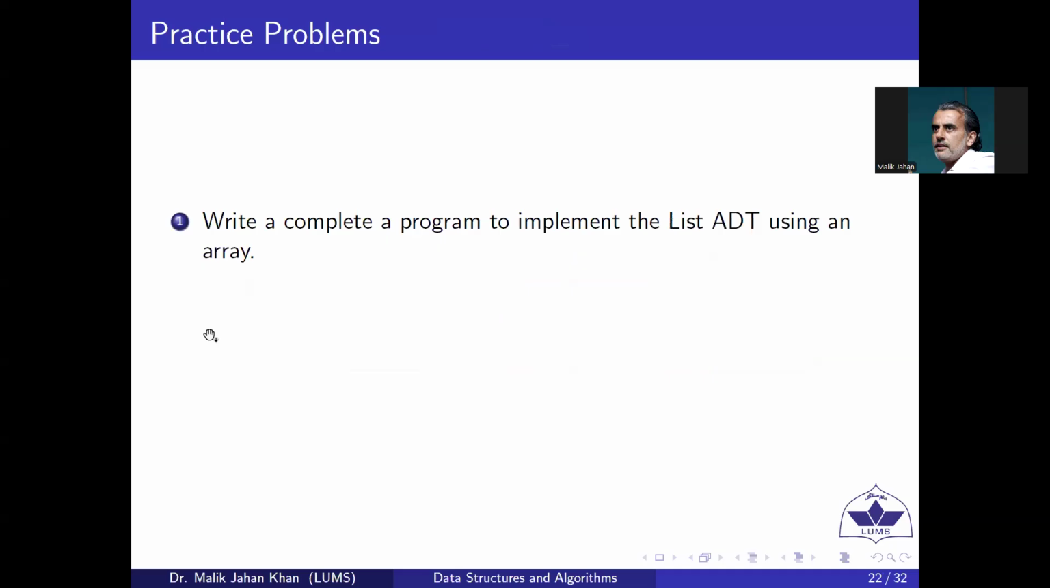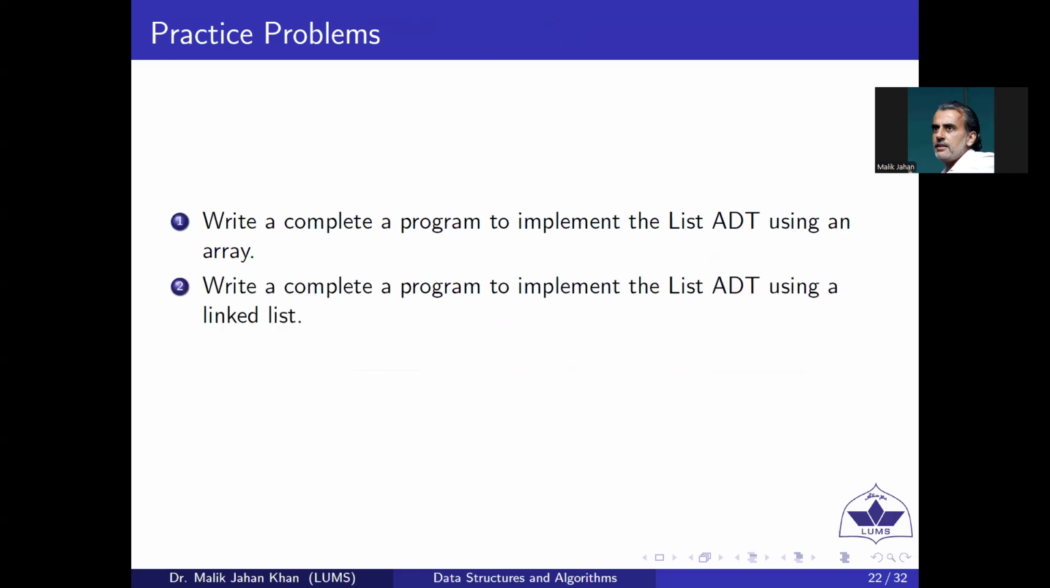Okay, now there are some problems which I'm going to share with you. I would strongly suggest that you do those problems. Write a complete program to implement the list ADT using an array. Once done, write a complete program to implement the list ADT using a linked list. This second problem is extremely important. We are going to solve it over here. I would strongly urge you to understand it, but don't copy it. You can copy it if there is no alternative, but to really make sure that you understand things, I would strongly encourage each of you to do that on your own.